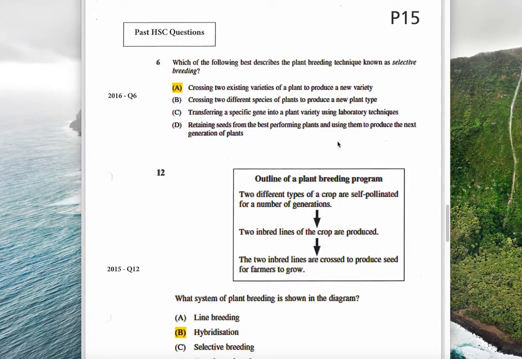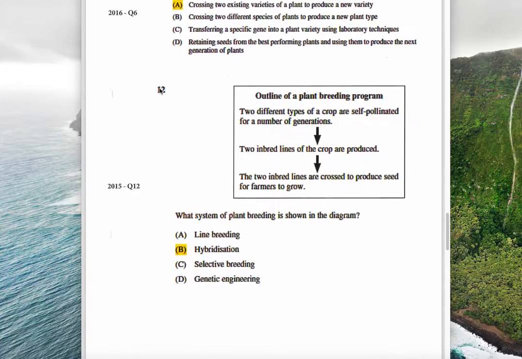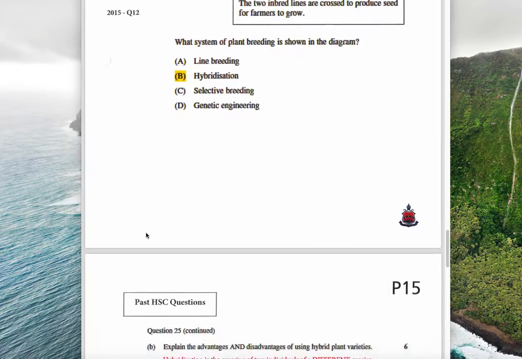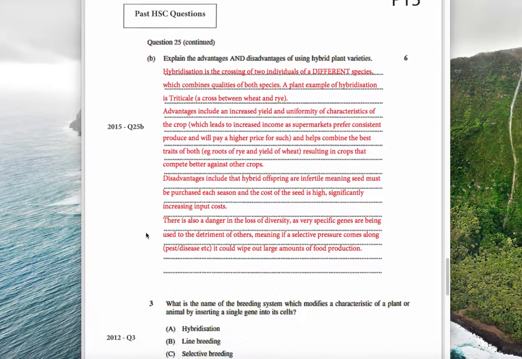Moving on to past questions, the question here, which of the following best describes the plant breeding technique known as selective breeding? So we've got crossing two existing varieties of a plant to produce a new variety. The answer there is A. Having a look here, this is an example of hybridization because we have two different types of a crop that are crossed together, and the answer is hybridization.